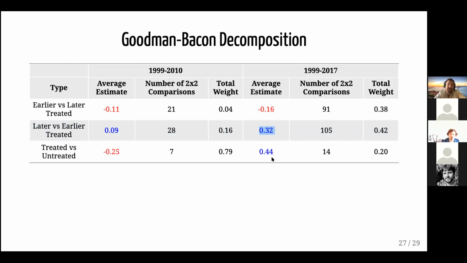But then the treated versus untreated is also positive, and you can see the total weights that these all contribute. Anyways, there could be an issue in this later sample, because this positive effect is the largest weight, and it's feeding into the later versus earlier treated units. I think this is a good diagnostic tool that Andrew came up with to see what's coming into this overall average.